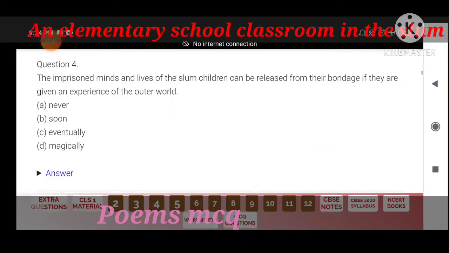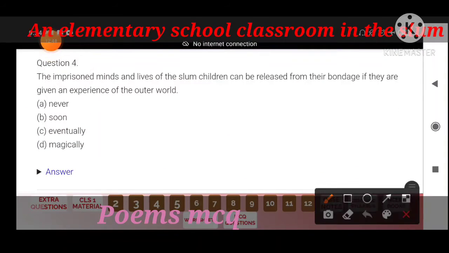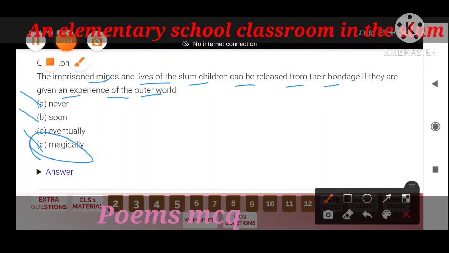The imprisoned minds and lives of the slum children can be released from their bondage if they are given an experience of the outer world: never, soon, eventually, or magically. So the answer is magically. If you want to give something nice to them, then definitely first of all you have to free them from all their bondages and put them in the outer world.